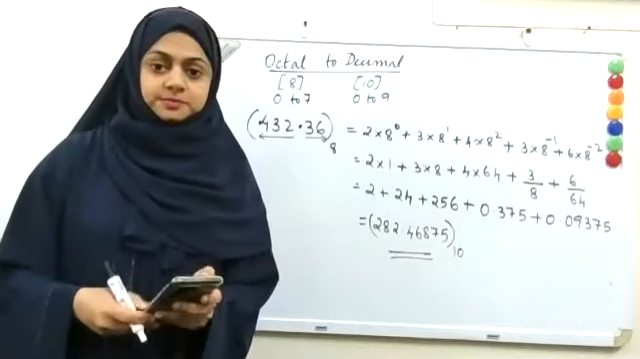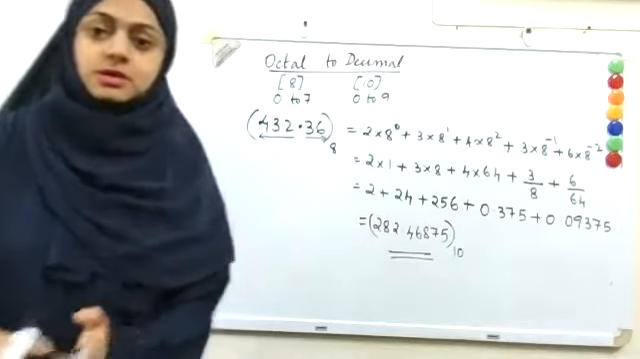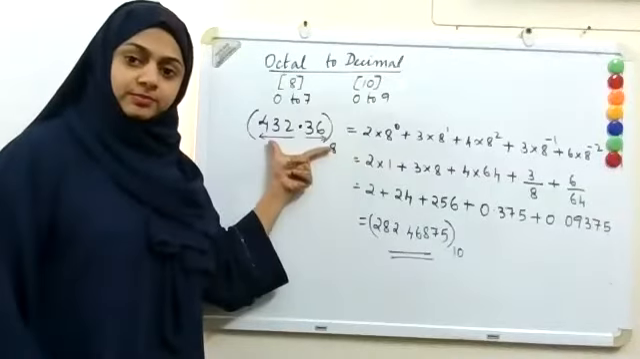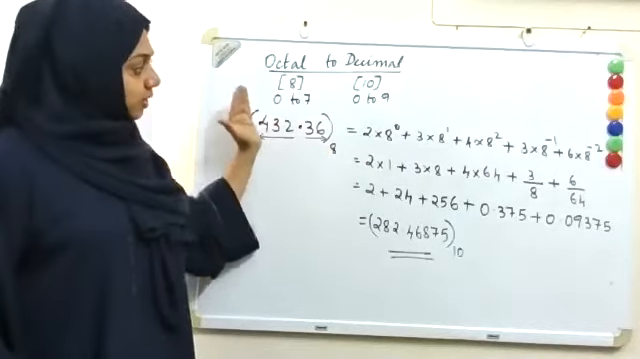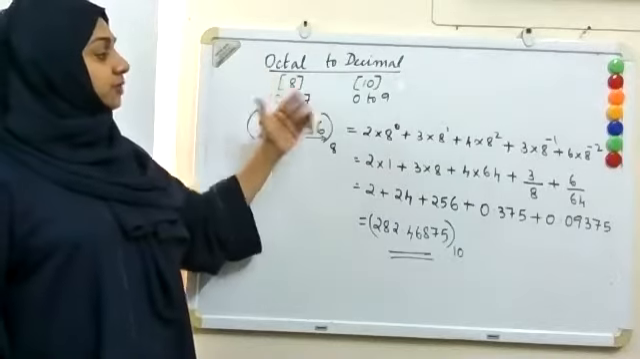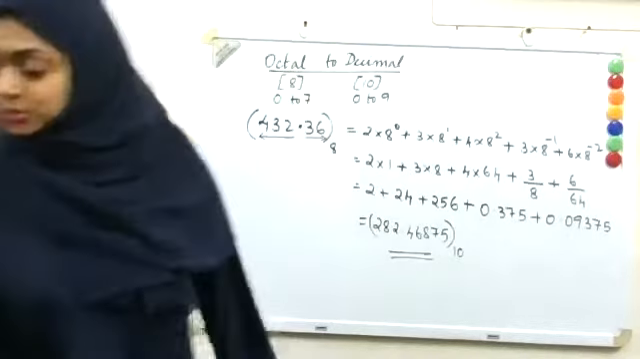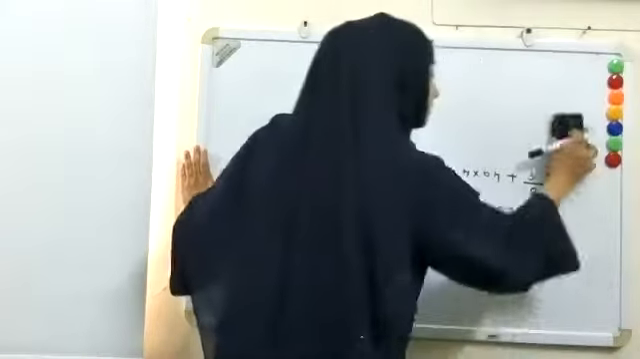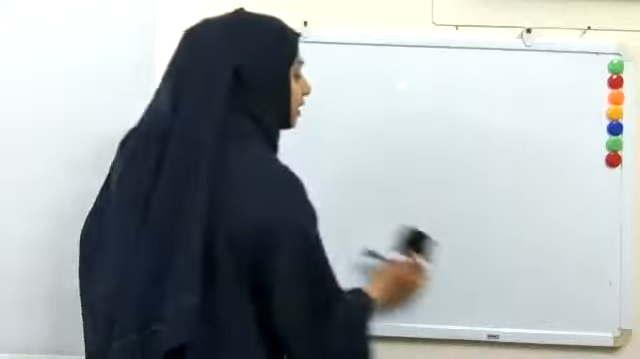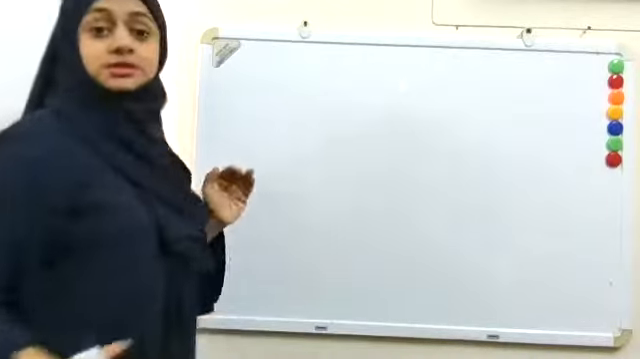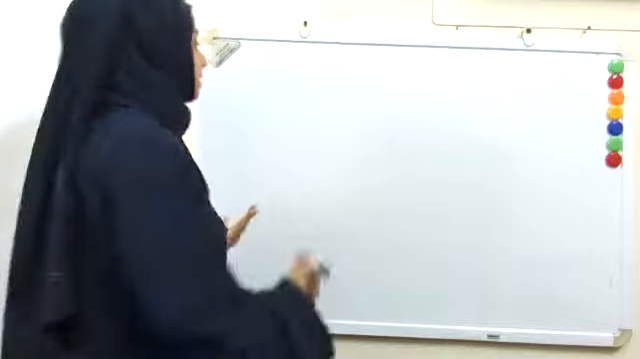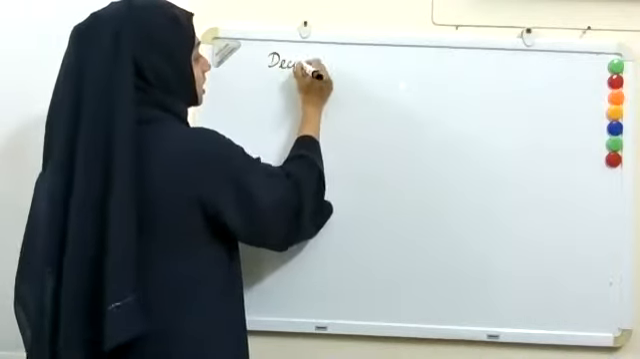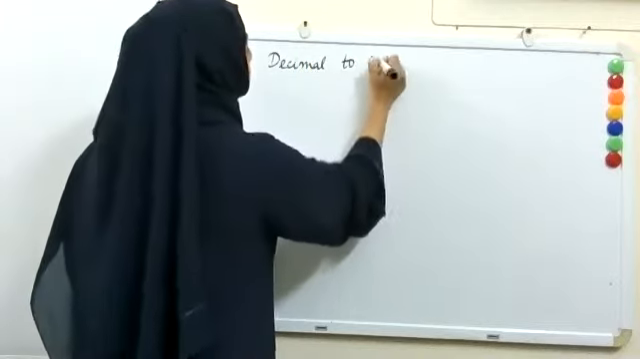Is this clear to you? Is this clear to you how to convert octal to decimal? Yes, teacher. Okay, so let us see now how to convert decimal to octal. The procedure is similar to how we studied converting decimal to binary, but the base is 8, that you have to remember.